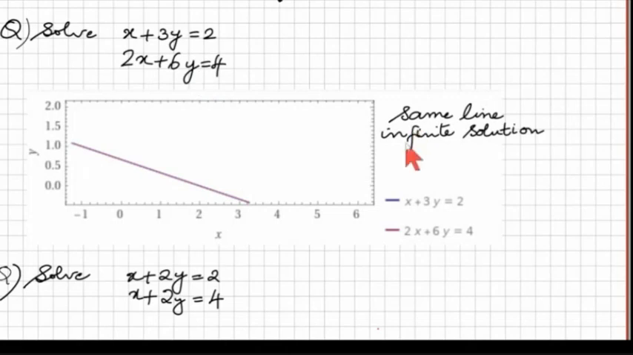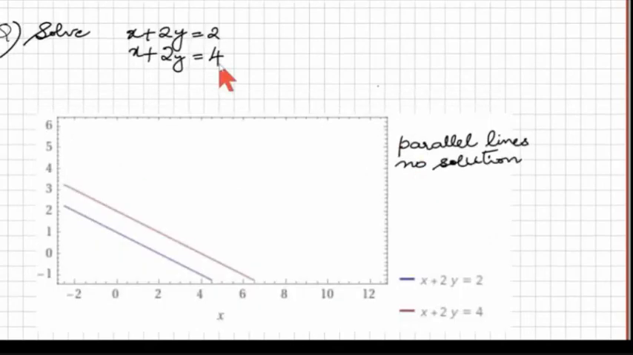Next question, solve x plus 2y equal to 2, x plus 2y equal to 4. What is the specialty of this equation? The right hand side is different, but the LHS is the same. It is not possible. So if we plot such lines, we will get this. This blue line is x plus 2y equal to 2, and this red line is x plus 2y equal to 4. We will get two parallel lines. So there will be no solution for this system.